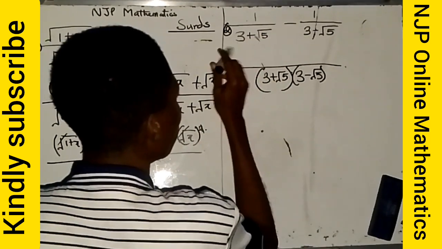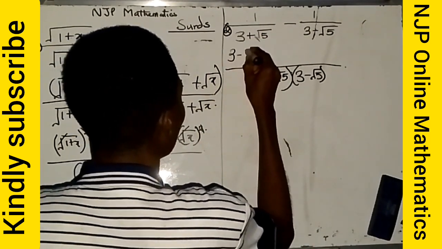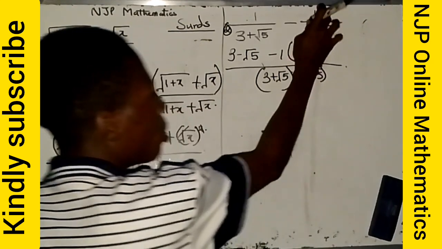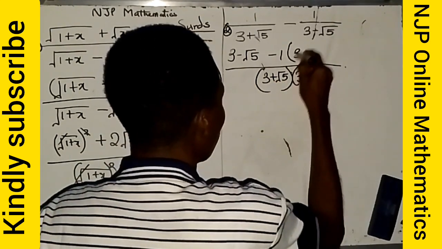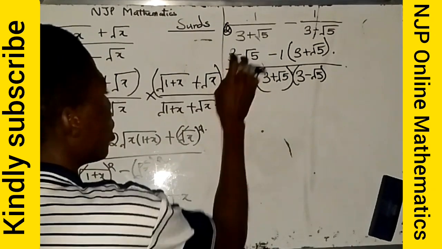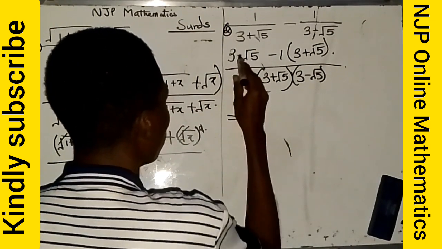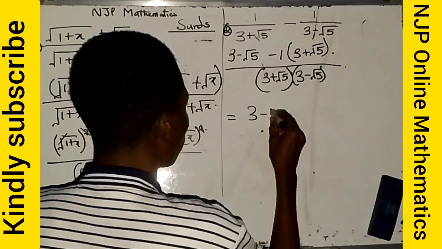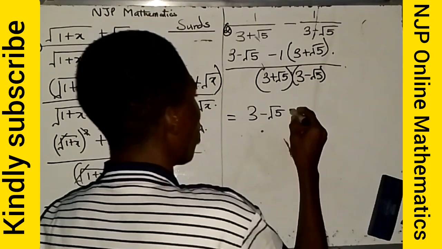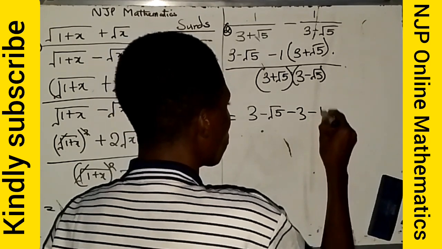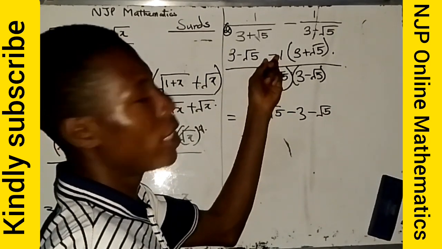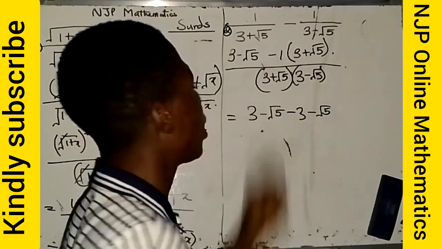And for here we will now have 3 minus root 5 minus 1. We bring out the bracket, 3 plus root 5, and here what will be left with is 3 minus root 5, and if we simplify the bracket here, we'll have minus 3 minus root 5, because the minus sign is multiplying each and everything in the bracket here.